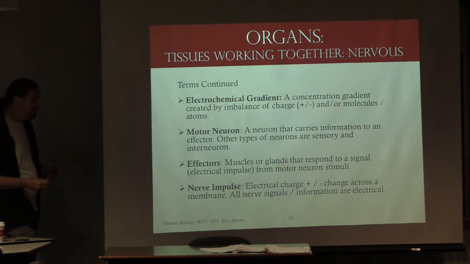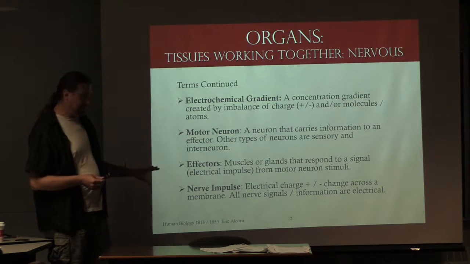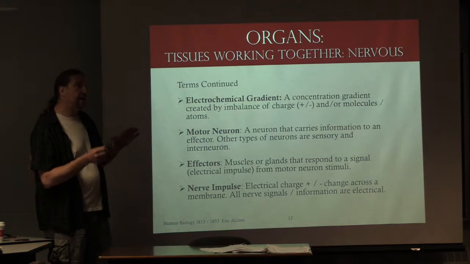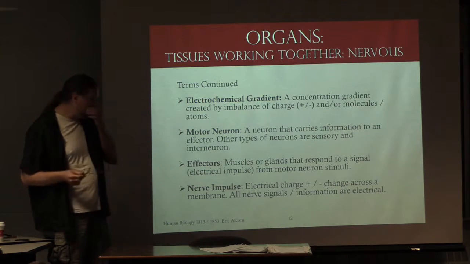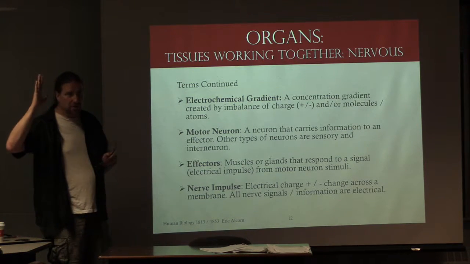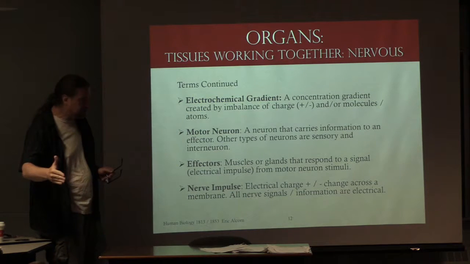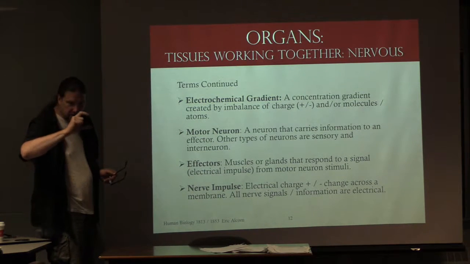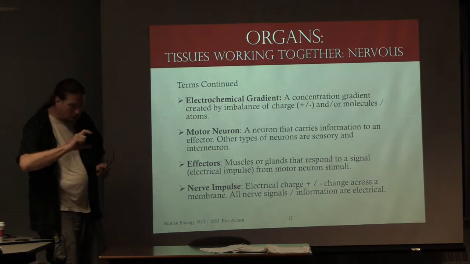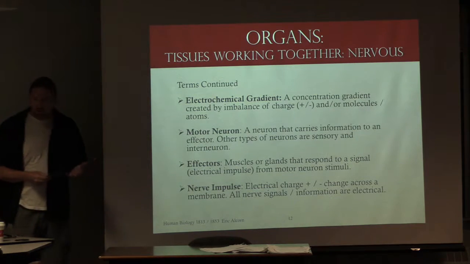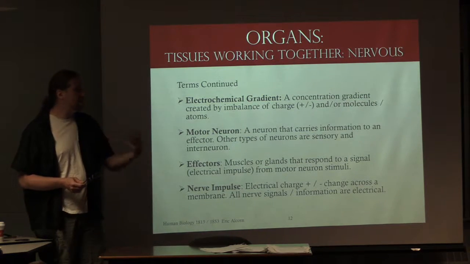That nerve impulse can either be electrical or chemical. What a nerve impulse is, in a nutshell, is a change in the electrochemical gradient across the membrane that travels down an axon. I'll explain that later. But that traveling down an axon is how the signal is actually sent. And that change in the electrochemical gradient is the potential moving all the way down. So all nerve information is either electrical or chemical, depending on the nerve and depending on the effector.